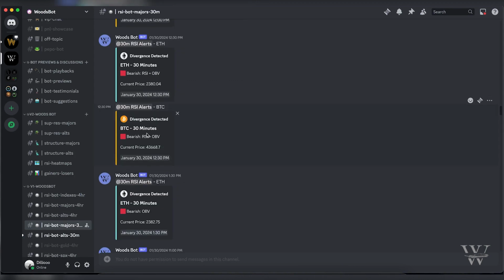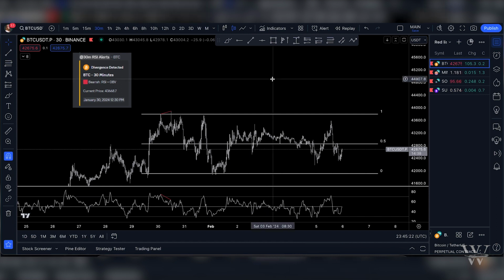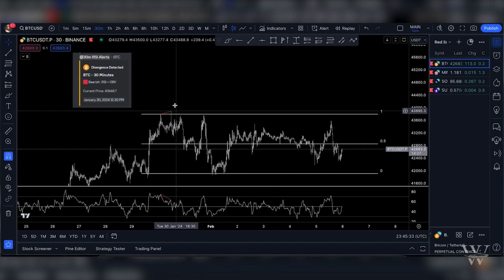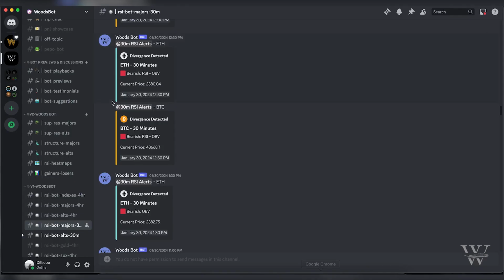You can see right here, you would have received this notification indicating that Bitcoin made a bearish divergence on the 30-minute. Now, once you received this, you could have gone into the Discord and received a number of different alerts across a ton of different alts that were at the same time frame and the same period, in which you could have looked for some plays. So let's take a look at what that looked like in the Discord.